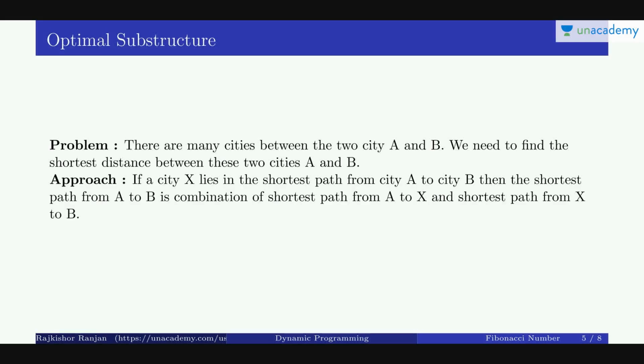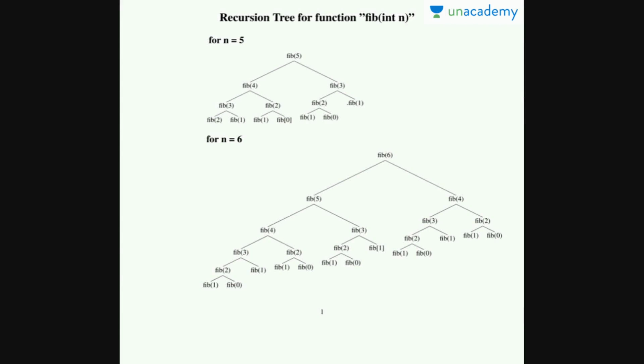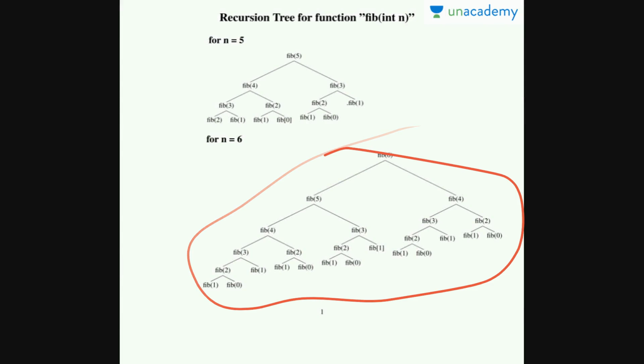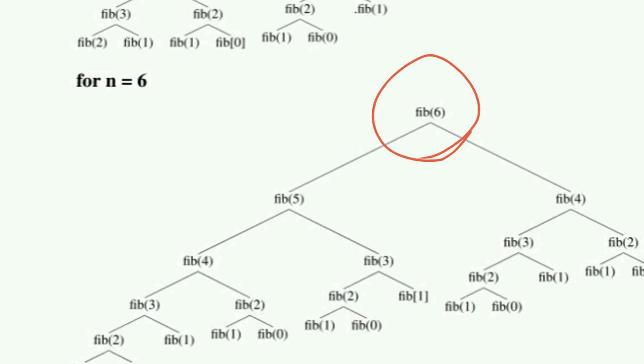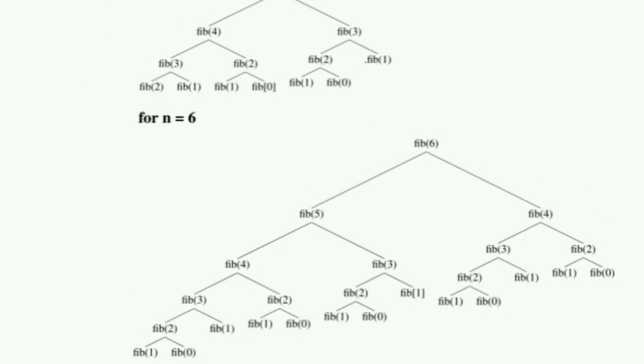Think about the recursion tree diagram for finding the nth Fibonacci number, here for n equal to 6. This is our main problem. It will break into two subproblems, Fib5 and Fib4. Fib5 again will break into two parts, Fib4 and Fib3. Fib4 will break again into two parts, Fib3 and Fib2. So what we are seeing here is that we can see the subproblem Fib4 multiple times, and we can also see the subproblem Fib3 multiple times, this one here and this one here.